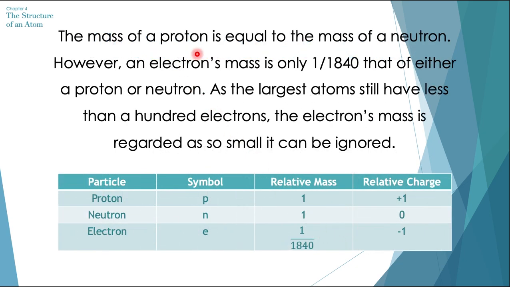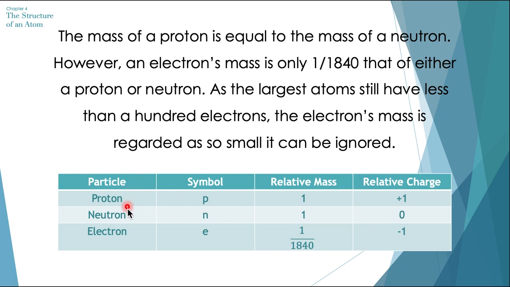The mass of a proton is equal to the mass of a neutron. However, an electron's mass is only 1 of 1840, that of either a proton or neutron. So, even though the mass of a proton is equal to the mass of a neutron, the only difference between the two particles is that the proton is positively charged, whereas a neutron has no charge. It is neutral. An electron has a negative charge.